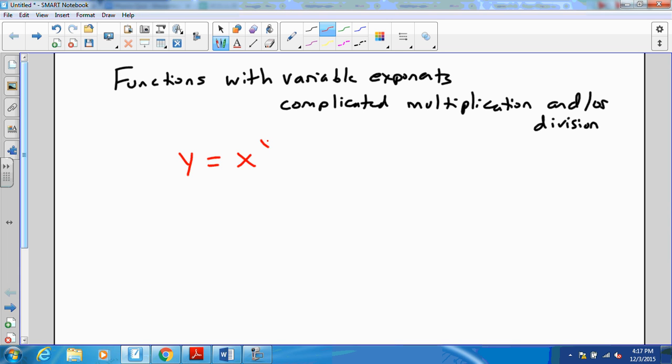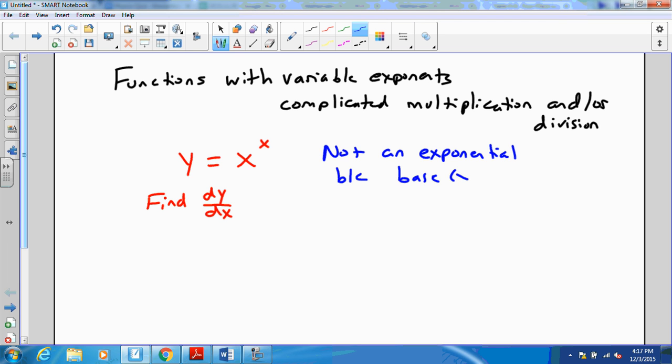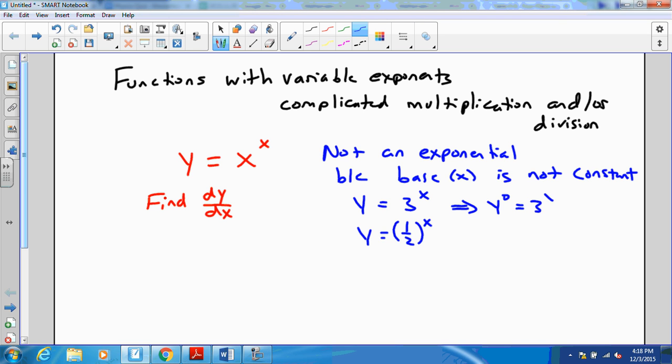We're going to take a look at y equals x to the x power. And what we would like to do is to find dy/dx. And the problem that we have with this particular function is that it is not an exponential, because the base, which is x, is not constant. My functions y equals 3 to the x or y equals 1/2 to the x are exponentials because they have constant bases. We know the derivative rules for these. y prime is equal to 3 to the x times ln 3, and y prime is equal to 1/2 to the x times ln 1/2.